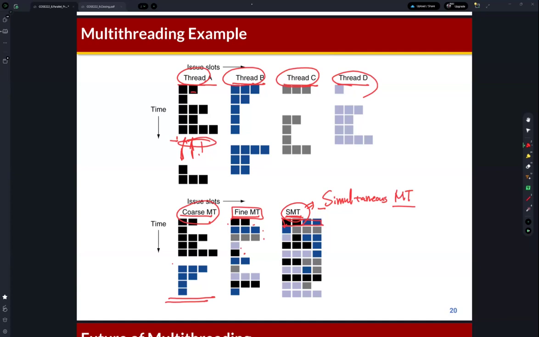In this example, thread A includes two instructions and thread B includes three instructions for the first cycle. So SMT fills the instruction slots with two instructions from thread A and then two instructions from thread B. Then in the next cycle, SMT fills the instruction slots using one instruction from thread B and three instructions from thread C. This is simultaneous multi-threading, which is hyper-threading in Intel. There are different types of multi-threading.